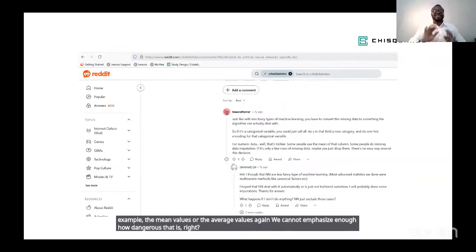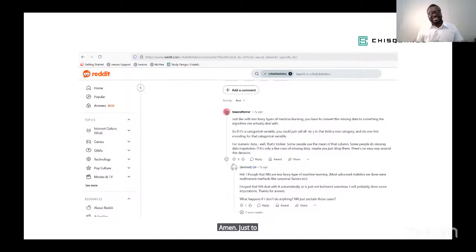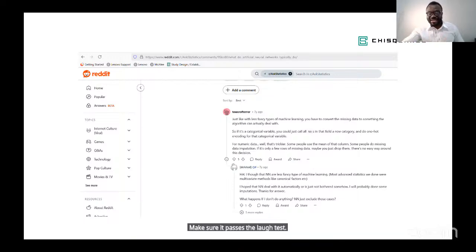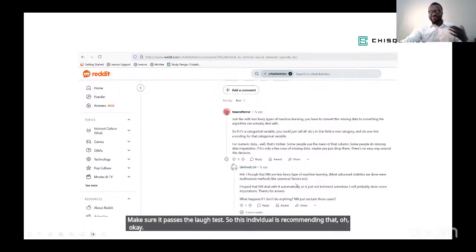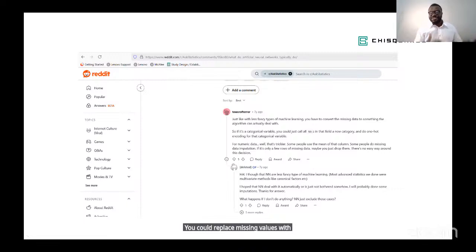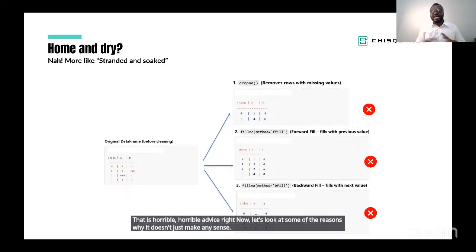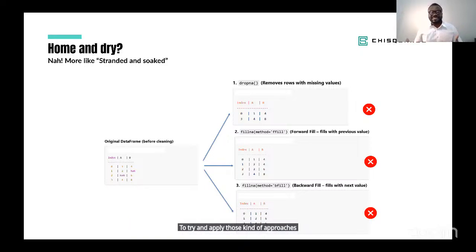And then just to raise our level of consciousness, there are huge amounts of bad statistical advice on the internet. So please be very careful when you go online to search for answers. Just make sure it passes the laugh test, right? So this individual was recommending that you could replace missing values with things like the mean or the average. That is horrible advice, right? Now let's look at some of the reasons why it doesn't make any sense to apply those kinds of approaches to managing missing values.